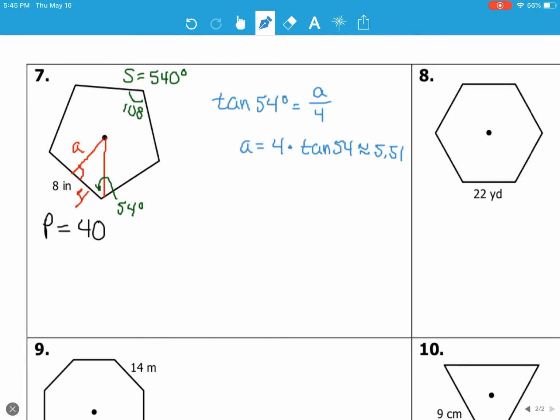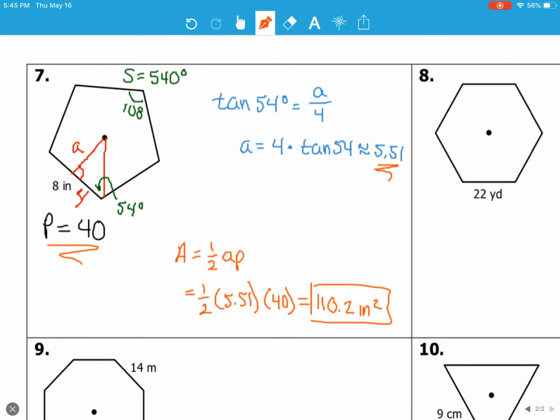Good news is you don't need to go any further in this case, because remember, your end goal is to use the area formula, which is A equals 1/2 times the apothem times the perimeter. We just found our apothem. It was 5.51. And we earlier found our perimeter. It was 40. So our area for this pentagon is going to be 110.2 square inches.